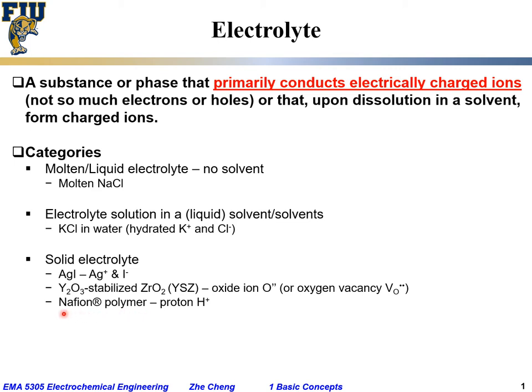Okay, another example is a polymer, that's the famous Nafion polymer, and it conducts primarily protons, or hydrogen positively charged ions. So all these are so-called electrolyte. It could be a molten or liquid electrolyte by itself. It could be a solid electrolyte. It could also be a substance dissolved in a liquid solvent to form charged ions. Okay.